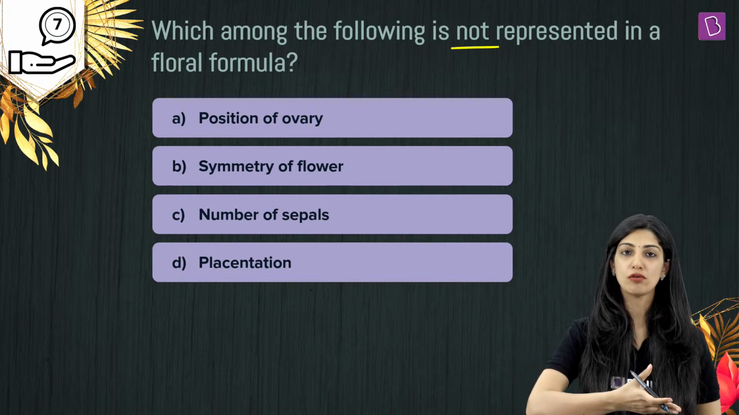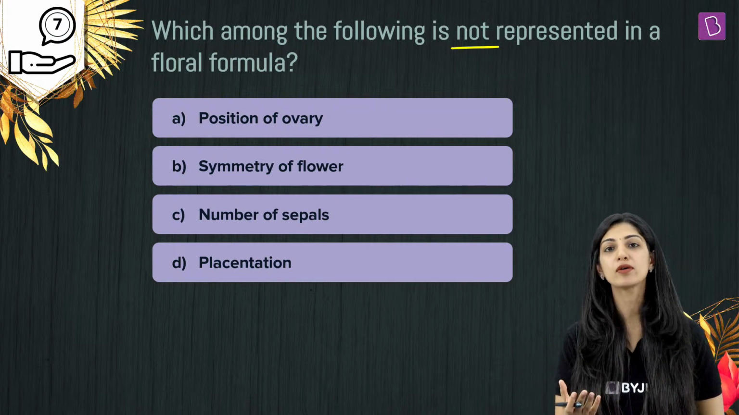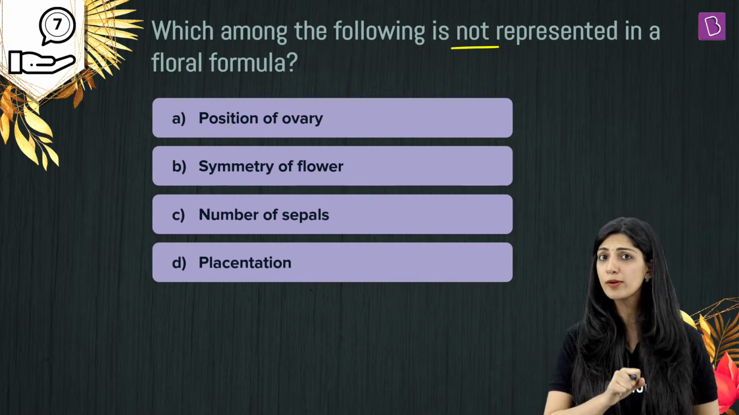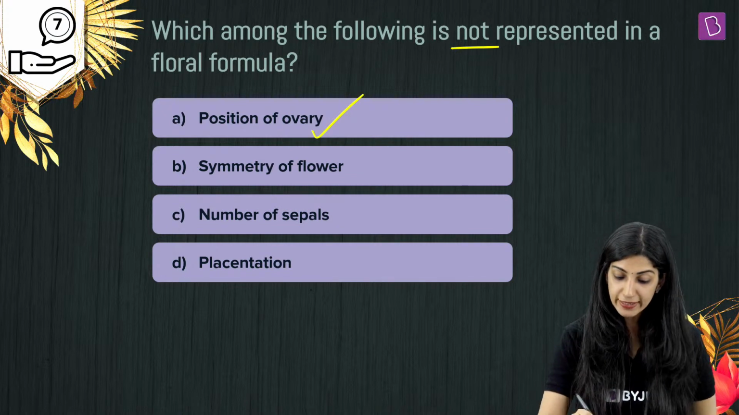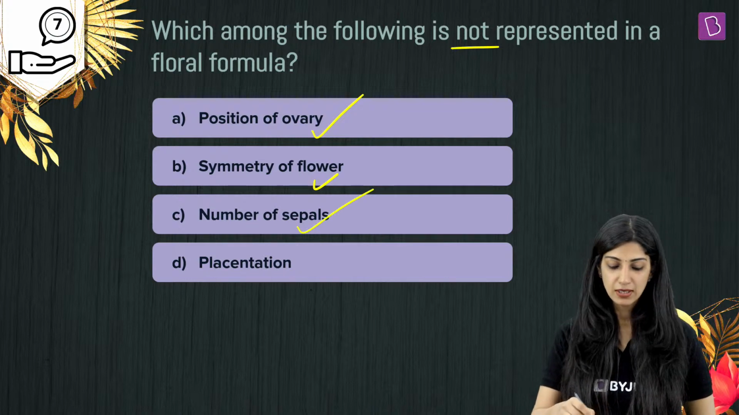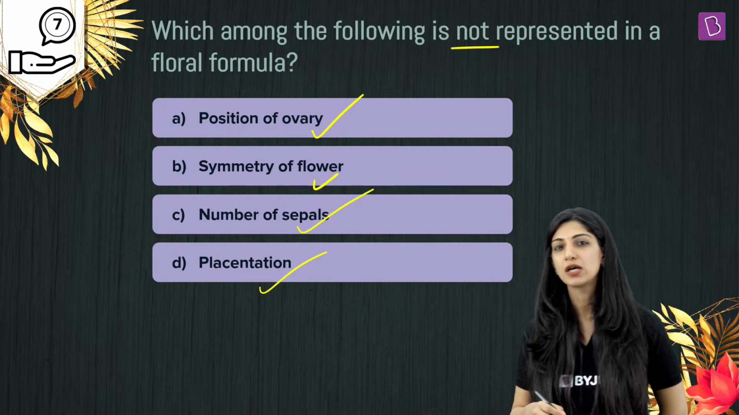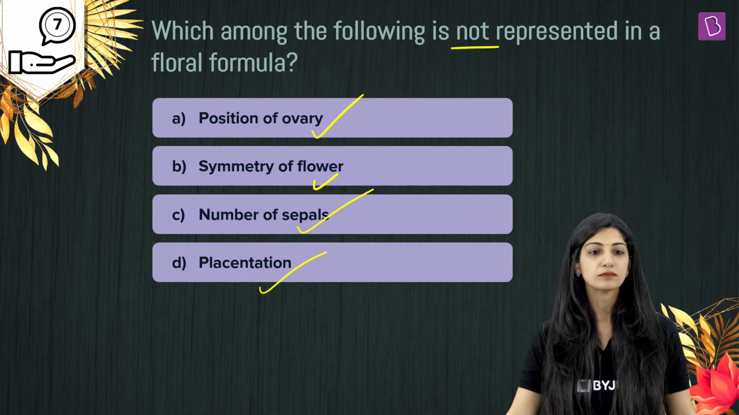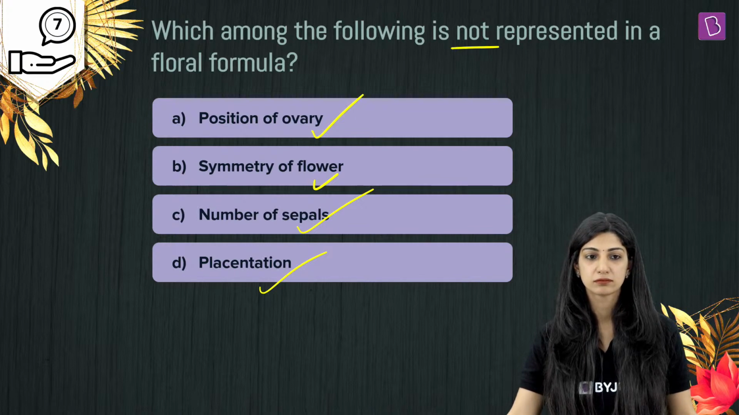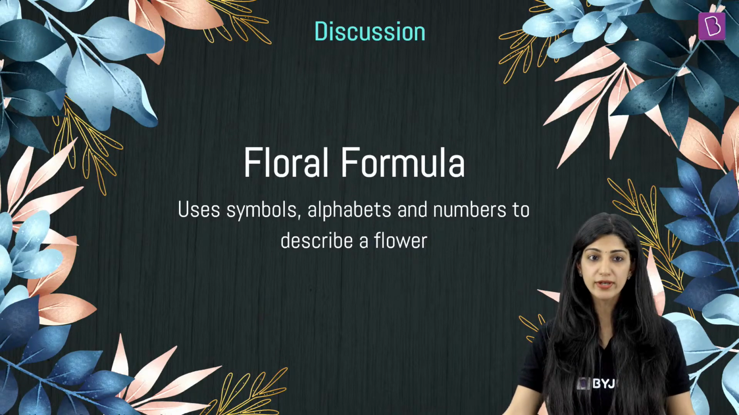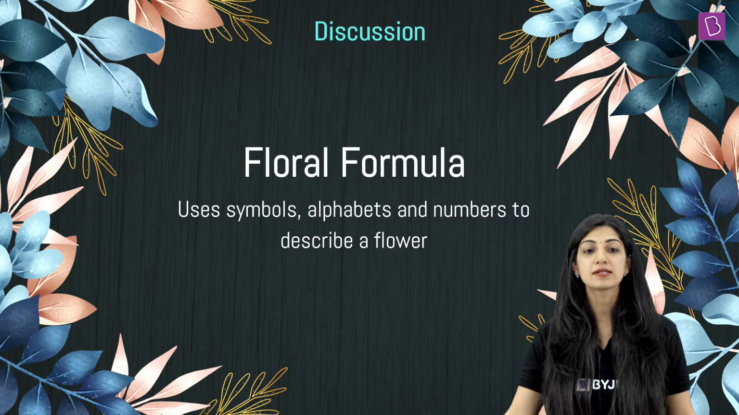So we just saw a floral formula. It told you a lot about the flower, all the vegetative features and the reproductive feature. Did it tell you about the position of ovary? Did it tell you about the symmetry of the flower? Did it tell you about the number of sepals? Did it tell you about placentation? Give me the answer fast. Let me see what is the answer for this. Very good. Excellent. Easy question. The answer is D. We don't get to see about the placentation.